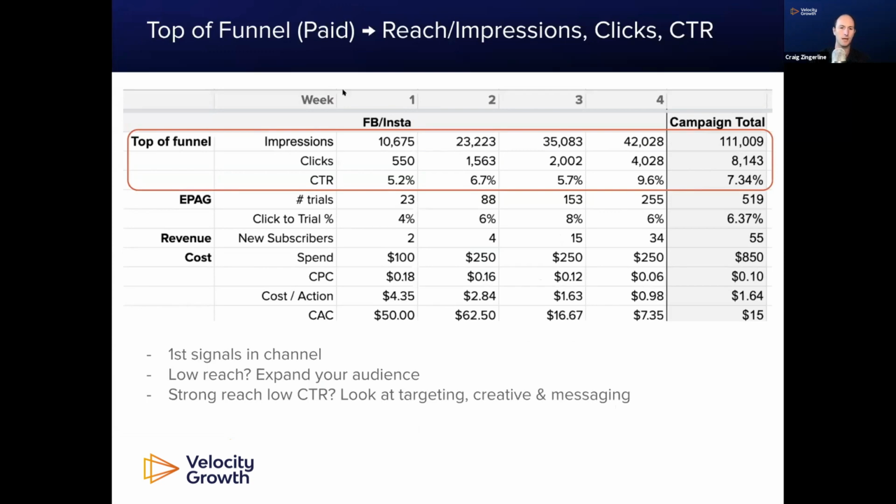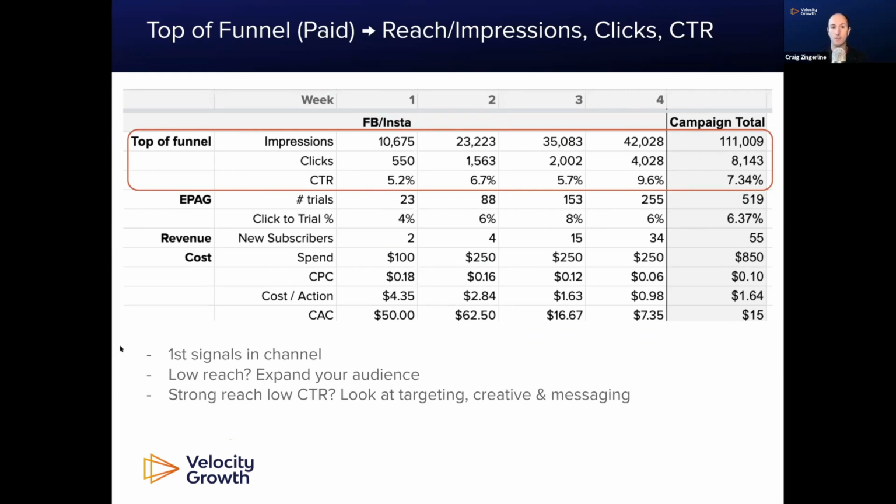And so just to dashboard it a little bit, what we're looking at here is just some sample data around what's happening top of funnel. What's outlined there in red is 4 different weeks of content and then a campaign total. This is looking at a Facebook and Instagram campaign.